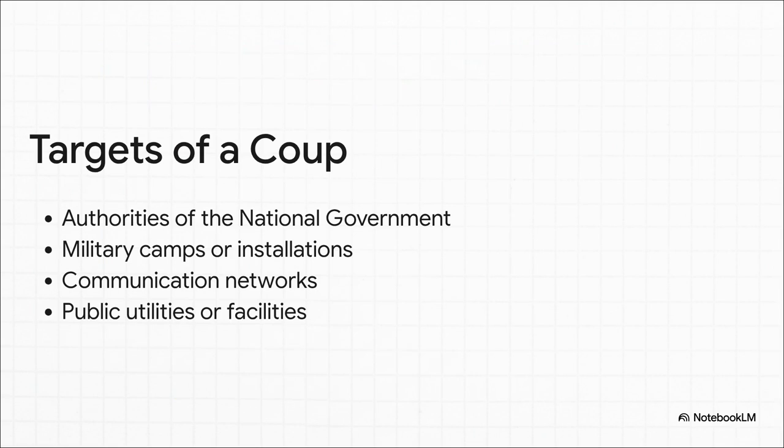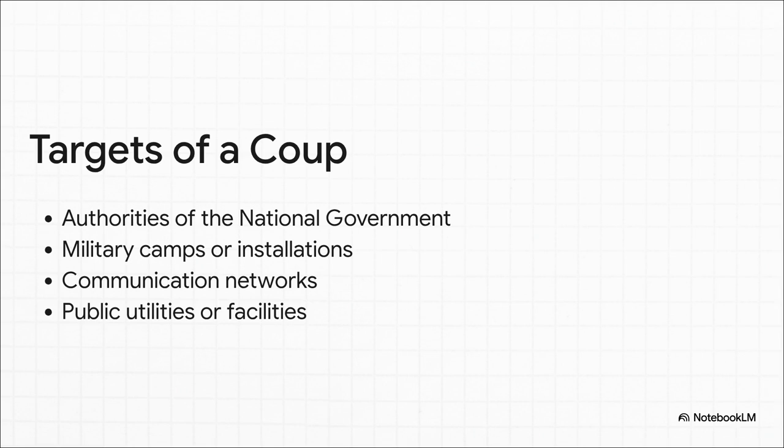And the targets are so strategic. This isn't random violence. It's a checklist for how to disable a country. Think about it. A coup doesn't attack the whole body of the nation. It goes straight for the brain and the nervous system. You seize the leaders, you take over the TV stations and the internet, you control the military bases.